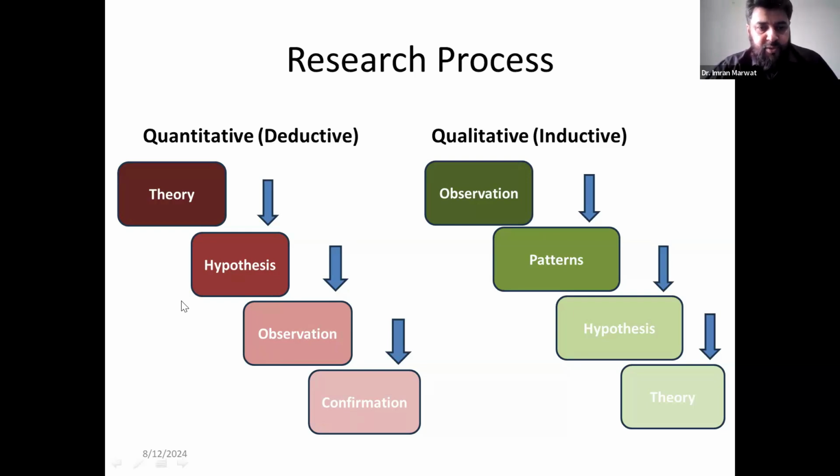Now, at the end of the day, we have to either reject or accept the null hypothesis. So this is the quantitative area, which starts from the theory, and its end part is to confirm that the hypothesis should be rejected or accepted. In the qualitative part, we start with an observation.